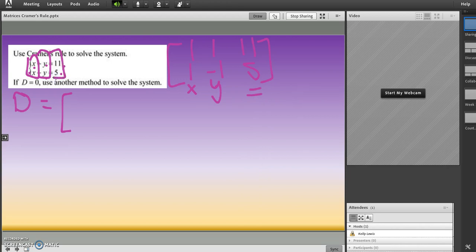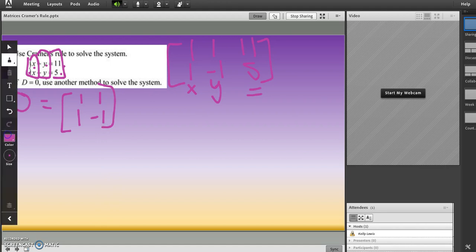So D was the x and the y, so we have 1, 1, 1, negative 1. And then it said find the determinant. Remember, the determinant was this diagonal minus that diagonal. So 1 times negative 1 minus 1 times 1. 1 times negative 1 is negative 1, minus 1 times 1 is 1. So that is negative 2.